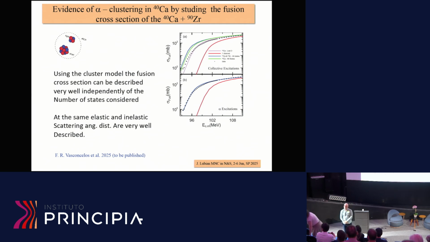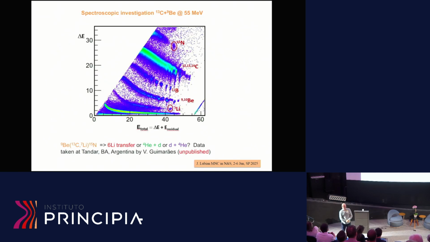Maybe a question about the last plot you showed, the next one, where you had this lithium-6 transfer. I mean, there may be many ways to produce lithium-7. How are you sure, or why are you sure that this is not lithium-6 at this moment? Yes, this is what I said.